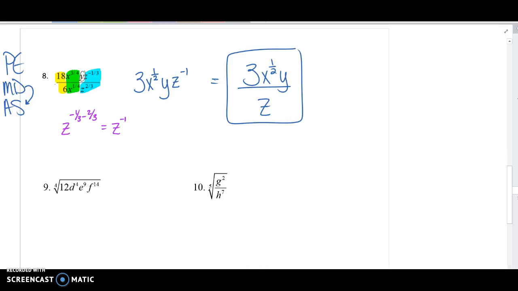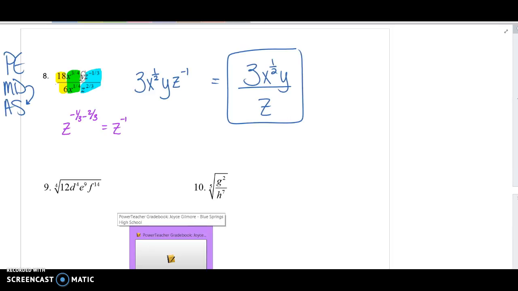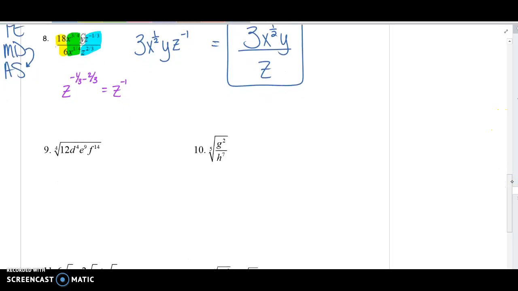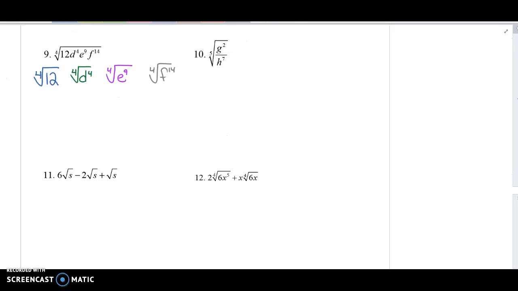Okay, number 9, I would like you to try number 9 on your own. I think that you can do it. Remember, mistakes are proof that you're trying. Mistakes help you learn and improve, so don't avoid writing something down because you're afraid you're going to do something wrong. Try something. If you're stuck, a good place to start is writing this all out with the 4th root of 12, the 4th root of d to the 4th, the 4th root of e to the 9th, the 4th root of f to the 14th. So spread it out so you have some room to do something.